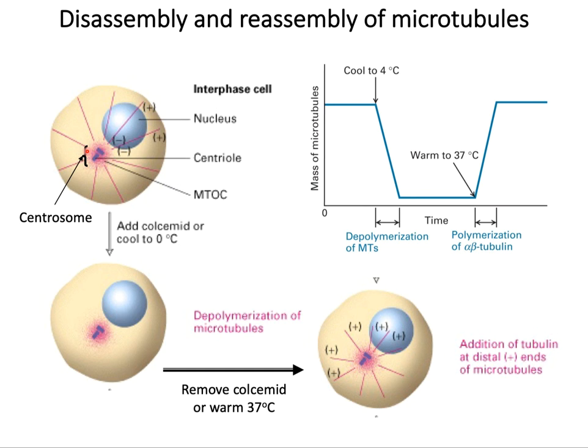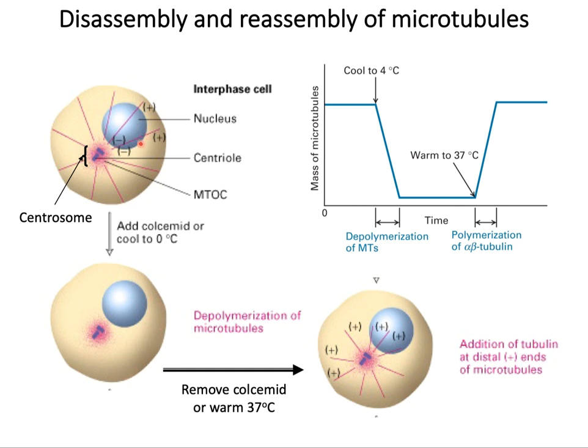How do you know that? Now that you understand the polymerization of tubulin, we can look at an experiment that demonstrated that the minus end is what is associated with the microtubule organizing center. If you take an interphase cell, here is your center of the microtubules, and here is the organizing center. You can cool those cells to 0 degrees, or you add a drug known as colcemid. The microtubules will depolymerize. Eventually, all of those microtubules in the cell will depolymerize, as shown here.